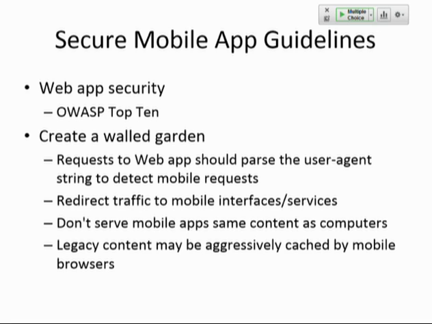Normal web app security is the OWASP top 10 that you know from other classes. Code injection and insecure direct object reference and things like that. Since you've got a web server and you have requests coming in from the mobile device, you can make all the usual mistakes on the web app. The walled garden is limiting what the mobile devices can do to whatever they need to do and not giving them the full functionality of your server.